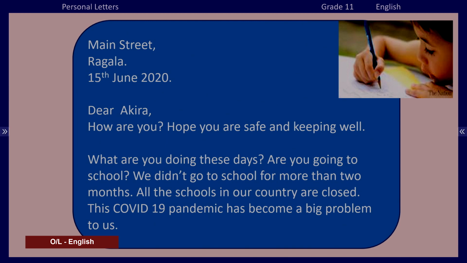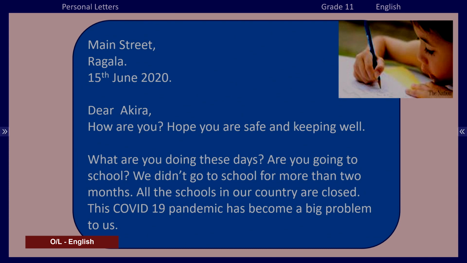Main Street, Ragala. Then the date, 15th June 2020. You can see after the phrase Main Street in the address, I have put a comma, and then at the end of the address, I have put a full stop after the word Ragala. And then right after the address, we put the date, 15th June 2020. Then we come to the salutation, that is, Dear Akira. There you put another comma. Remember, punctuation marks play a big role when it comes to writing.